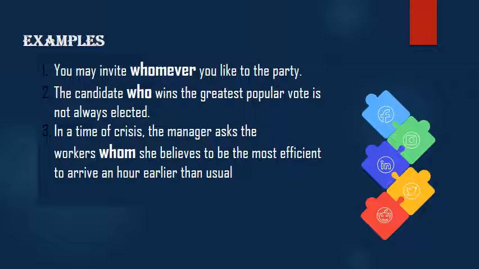And then the third sentence. In a time of crisis, the manager asks the worker whom she believed to be the most efficient to arrive an hour earlier than usual. So in this sentence, whom is the direct object of the verb believed, and introduces the subordinate clause whom she believed to be the most efficient. This subordinate clause modifies the noun worker.